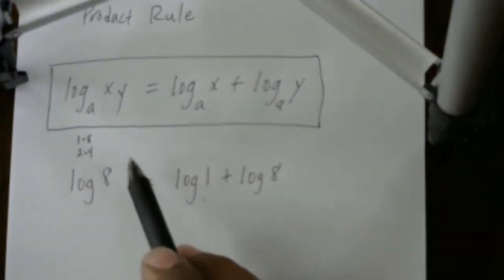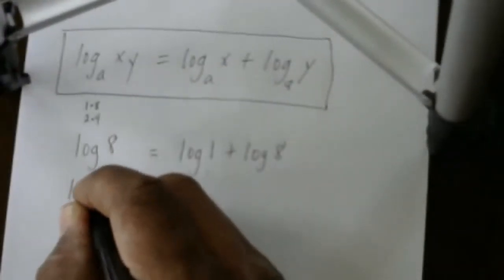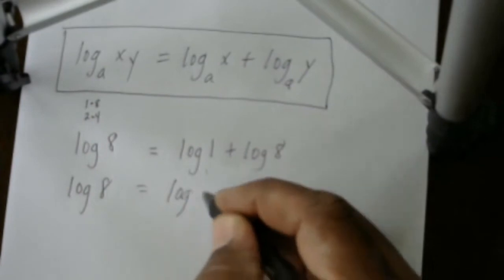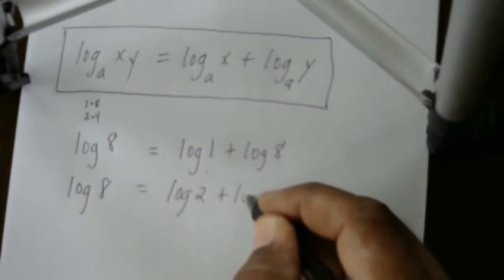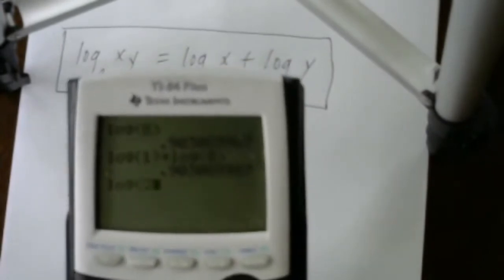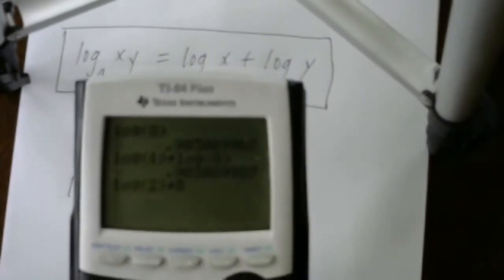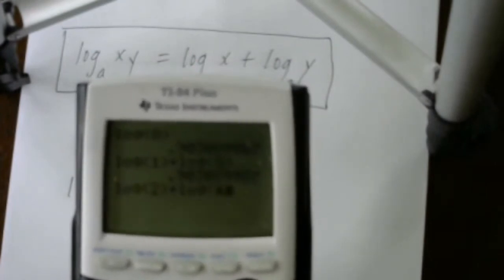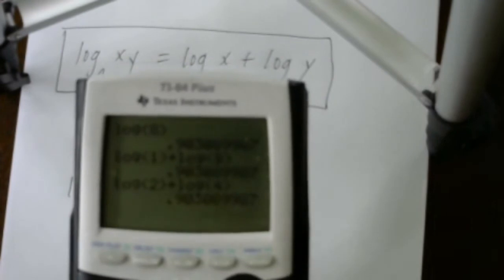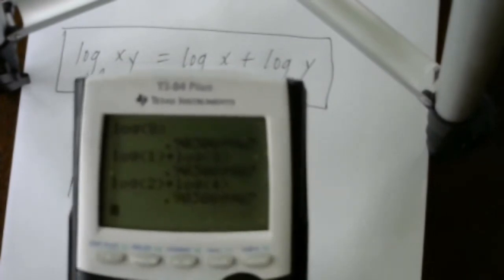I can also use a 2 and a 4. I can write the log of 8 as the log of 2 plus the log of 4. So let's verify that. I'm going to put this in the calculator as the log of 2 plus the log of 4. And I get the same number, 0.903.